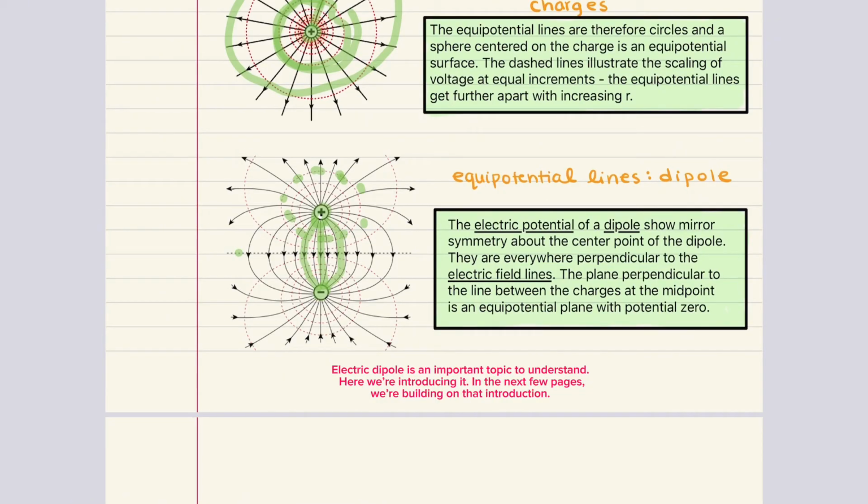In summary, equipotential lines provide a useful tool for visualizing the electric potential in various charge configurations. Whether you're dealing with a uniform electric field, point charges, or a dipole, these lines help us understand how potential changes in space and how it relates to the electric field.